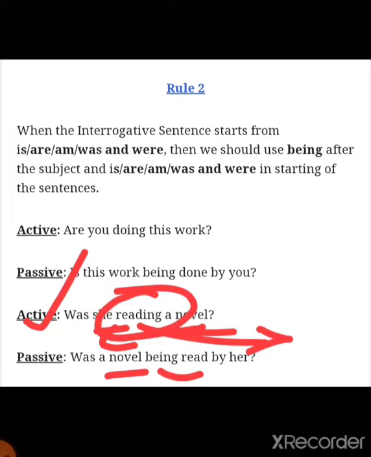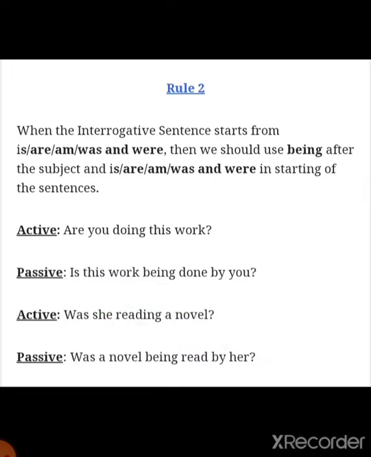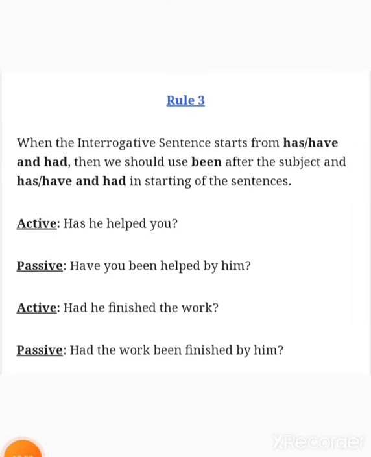Then read. The past participle form of read is the same. Read, read, same. By her, she will become her. So the answer is, was a novel being read by her. Okay. Now let us move to the third rule.